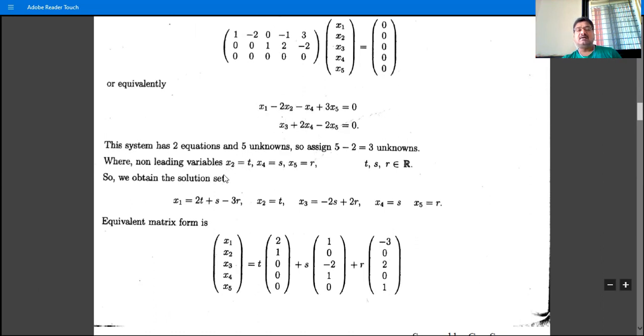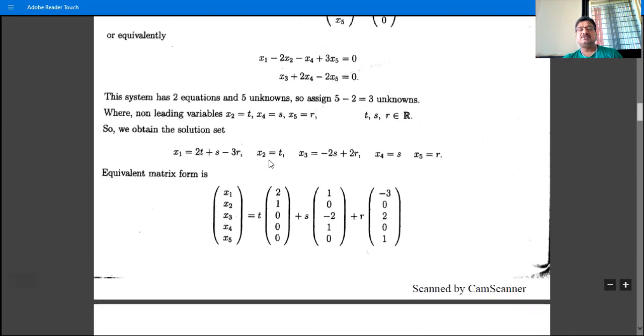So we have to assign 3 unknowns out of the 5 unknowns: x1, x2, x3, x4, x5. In this example, if you observe the last equation, then in order to find x3, we have to assign x4 and x5. So don't assign x3, x4, x5. Assign x2, x4, and x5, or either x1, x4, and x5. Here t, s, and r belong to capital R, any real number.